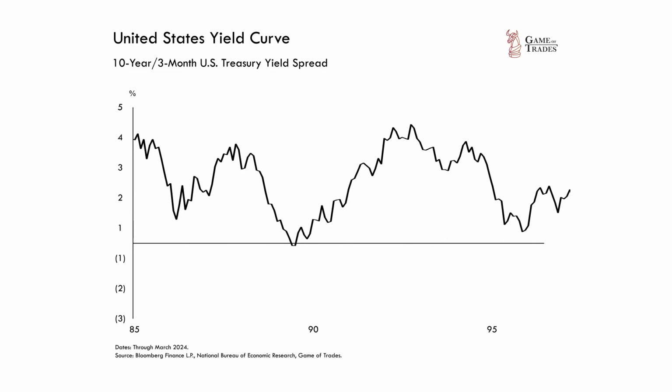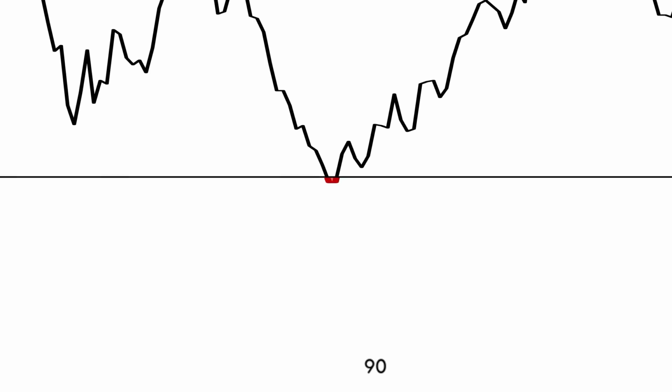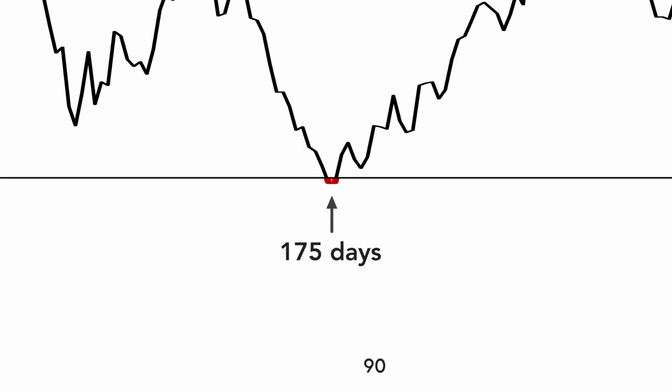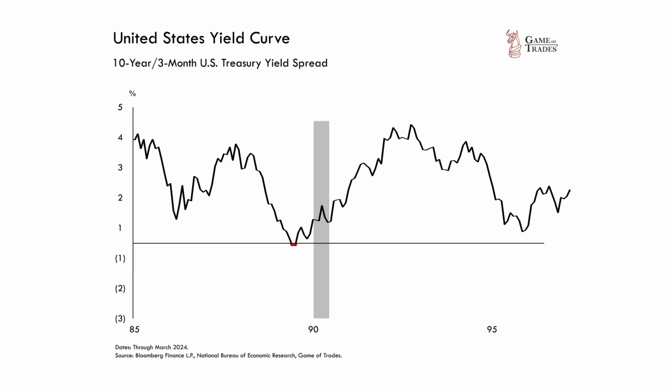On the other hand, if we rewind to the 1989 yield curve inversion, that was a much shorter inversion. In total, the yield curve was only inverted for around 175 days, which is actually one of the shortest periods of time in history where the yield curve was inverted. And although that did also eventually lead to a recession in 1990, this was one of the shallowest downturns we've seen in modern financial history.